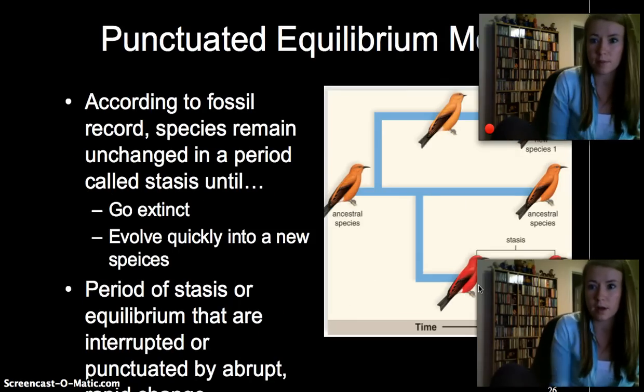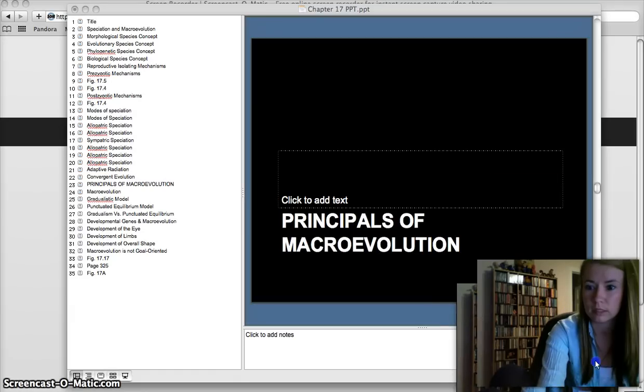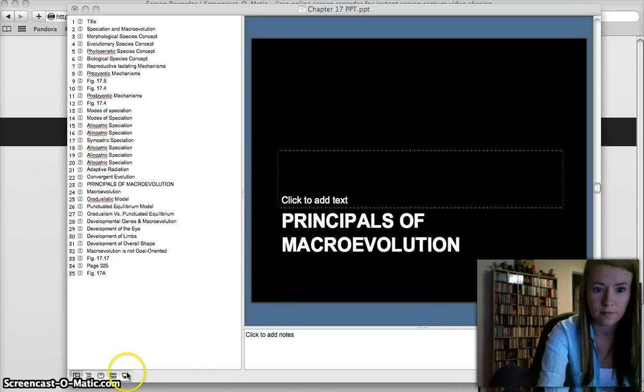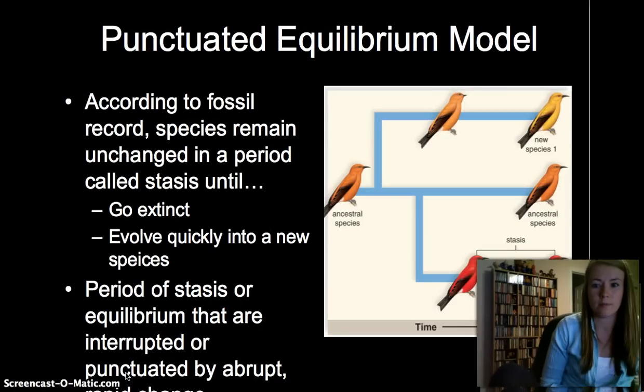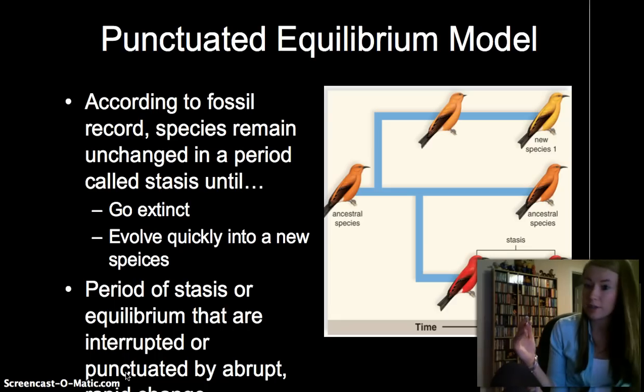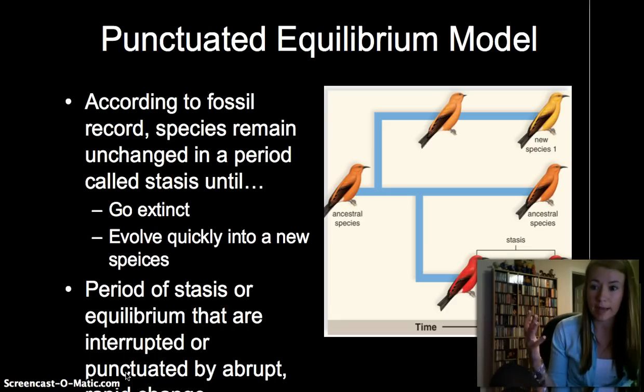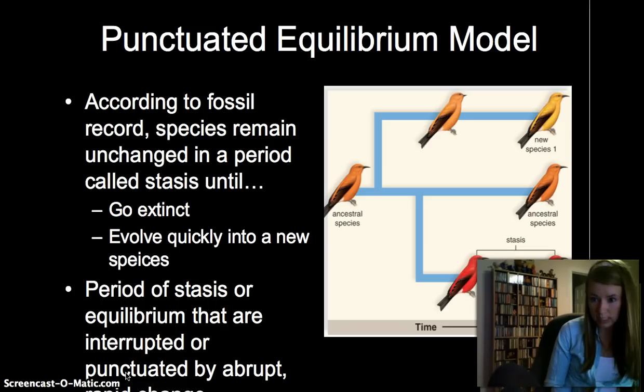The other model is called the punctuated equilibrium model. And the punctuated equilibrium model came after studying the fossil record a lot. And the scientists saw that species remained unchanged for a very, very long period of time, and then all of a sudden, something would happen. So this period of unchangingness is called stasis. Equilibrium, things are staying the same. And either what would happen after this equilibrium is these species would go extinct, or they would very quickly evolve into a new species. So they weren't changing slowly over time, changes were happening very rapidly.